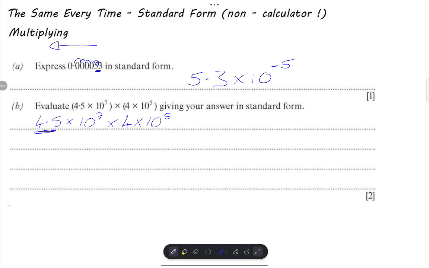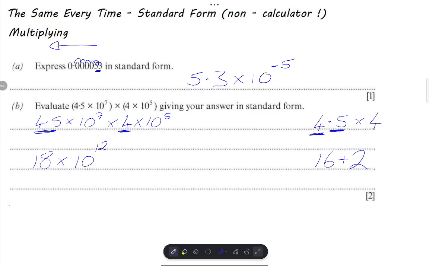So 4.5 multiplied by 4. Remember, we'll do this non-calculator. So 4.5 times by 4. Well, 4 multiplied by 4 is 16, and 0.5, 1/2 multiplied by 4 is 2. So 16 plus 2 gives me 18. So 4.5 times 4 is 18, times 10 to the power, well, we're multiplying, so we add the powers, 10 to the power 12.